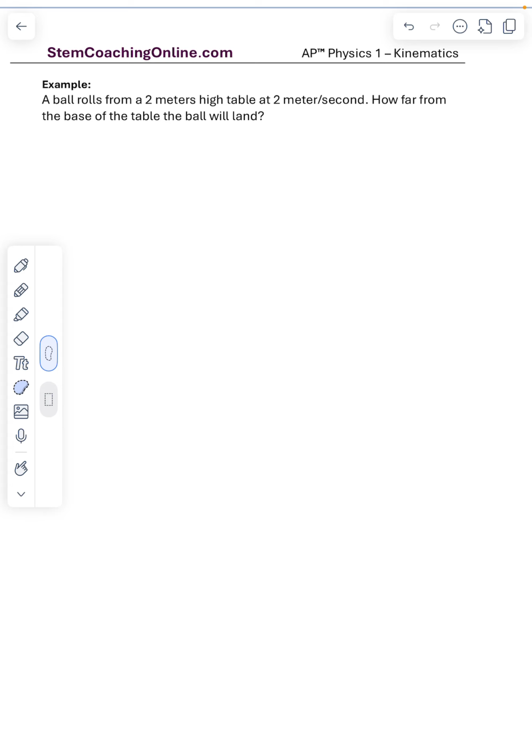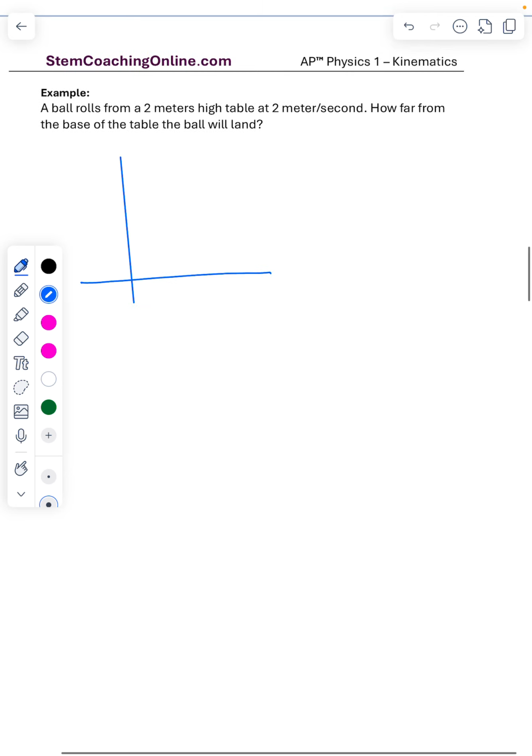Let's try to make a diagram to help our understanding, and that should always be the case whenever you solve these kinds of questions. So if I make a diagram with a coordinate plane, somewhere here the table is there, which is 2 meters high, and a ball rolls this way, and at 2 meters per second velocity it leaves the table. The question is asking how far from the base of the table the ball will land.